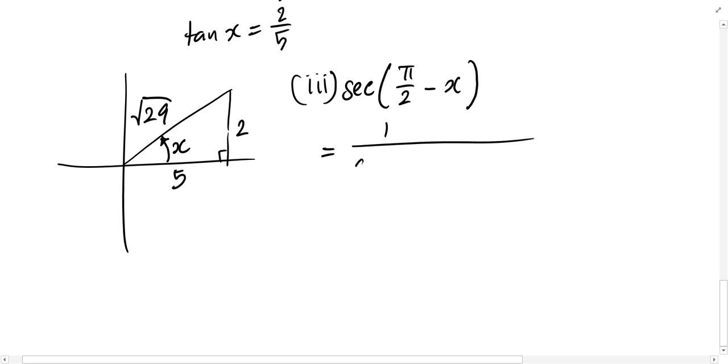1 over cosine. Is it just x? No 90 degrees. Pi over 2 minus x. Okay, in this step, we're just changing only. And I hope that you have already memorized it. Now, where is this pi over 2 minus x?